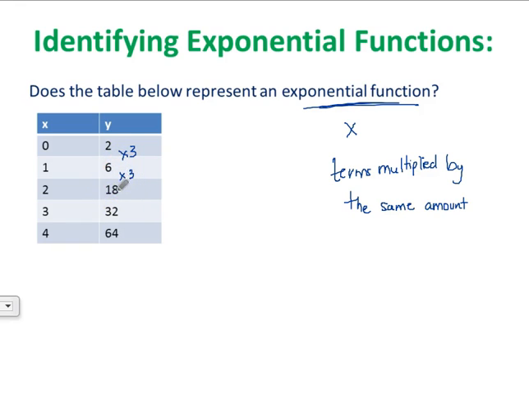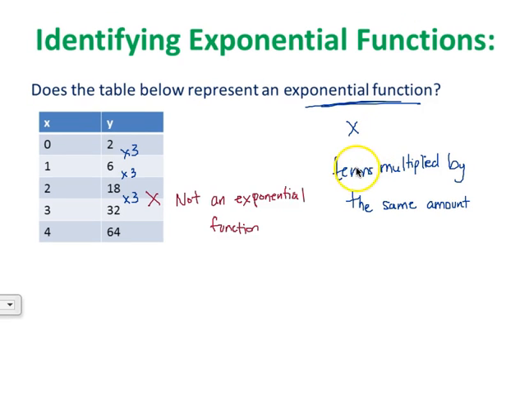6 times 3, does that give us 18? It does. What about 18 times 3? Does that give us 32? 18 times 3, does that give us 32? It does not. So this right here kind of messed us up. So this is not an exponential function. Again, when I say terms, I should say this is our y values. Our terms here are our y values. So the y values are being multiplied by the same amount in order to be an exponential function. So I put x there to say multiplied.